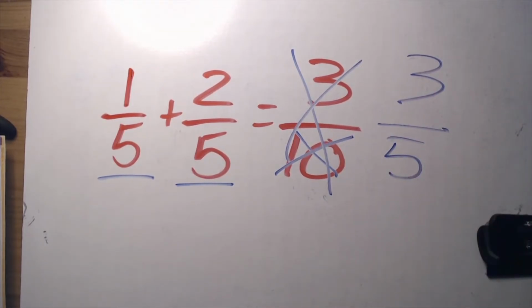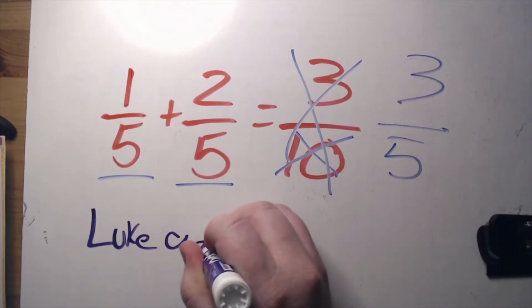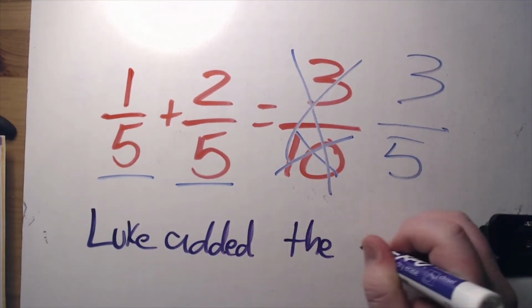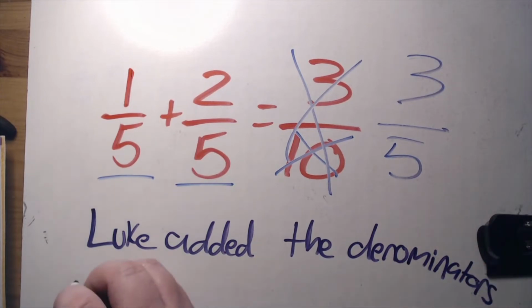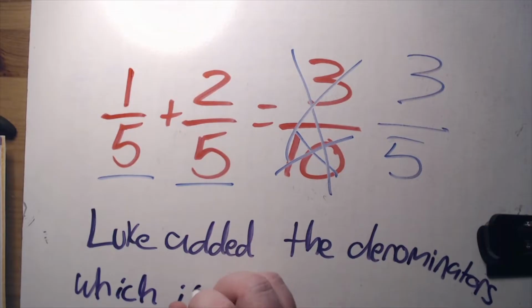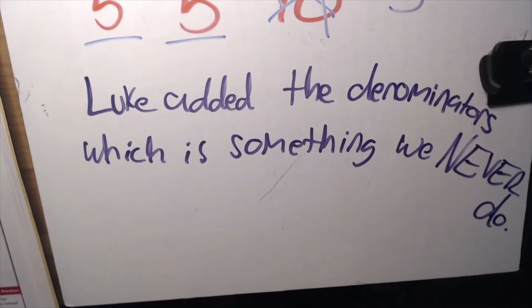At the bottom of this page, it says, Luke says 1/5 plus 2/5 equals 3/10. Describe his error. If I were to describe his error, I would say something like, Luke added the denominators, which is something we never do. Oh, you can't even see it. My goodness, I'm over here writing away and you can't even see what I'm writing. Luke added the denominators, which is something we never do.